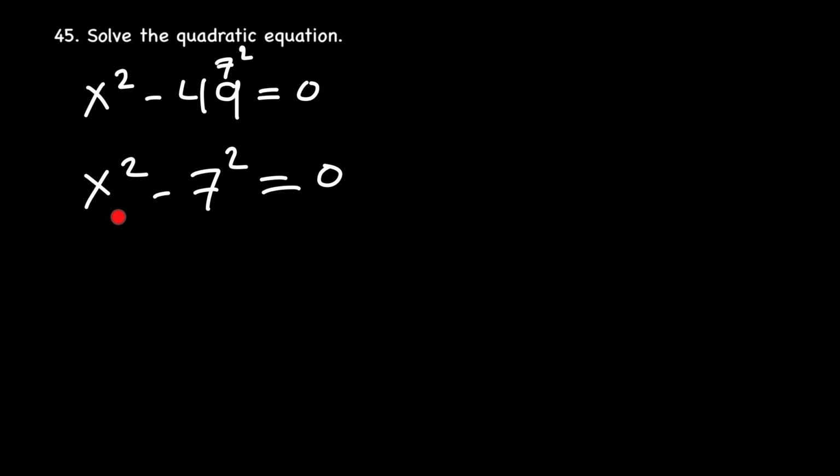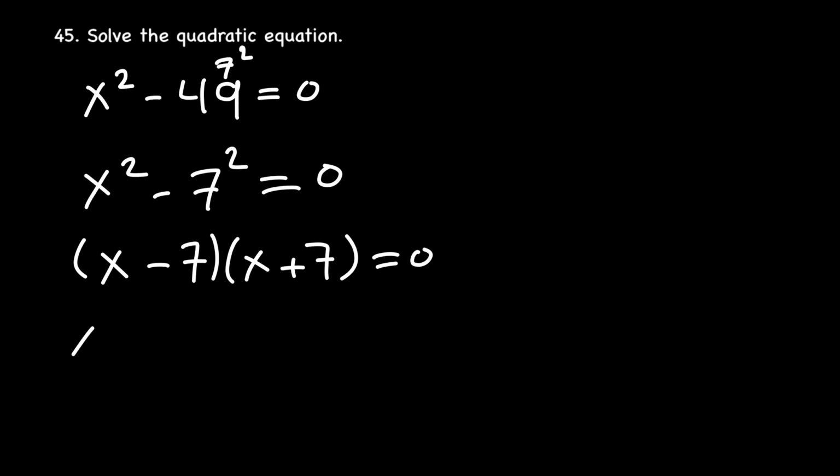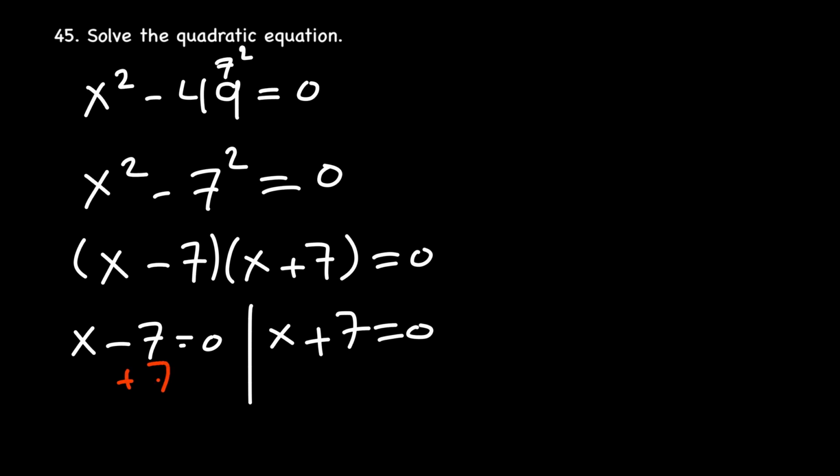Now we have a difference between two squares here, right? So in this case, I can simply factor it: x minus 7, x plus 7, and this equals 0. Now let us solve for x. x minus 7 equals 0, or x plus 7 equals 0. So for this part, I have to add 7 to both sides. These will cancel out. So x equals 7.